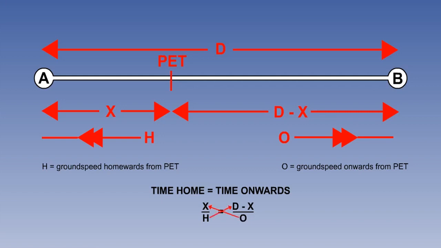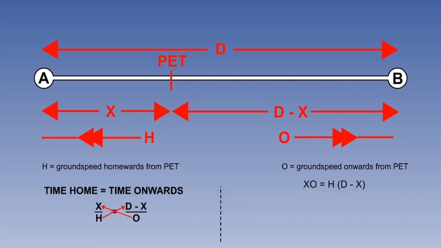We are trying to find x, so we need to isolate it on one side of the equation. We start by cross-multiplying. This gives us xo equals h, open brackets, d minus x, close brackets. Multiplying out, we get xo equals dh minus xh. We now need to get the term xh onto the left-hand side of the equation. So we bring it across, changing the sign as we do so. This gives us xo plus xh equals dh.